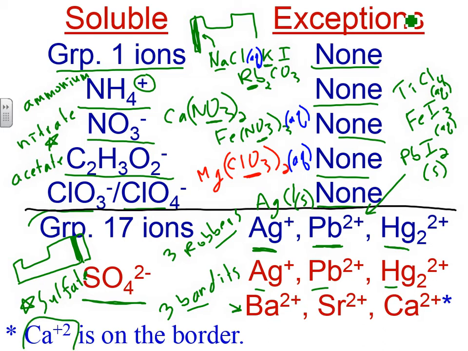Okay, so for example, if you have barium sulfate, this will be a solid. If you have strontium sulfate, it'll be a solid. If you have silver sulfate, this will be a solid. That's how it works. But sulfate, anything else like iron sulfate, copper sulfate, those will be aqueous.